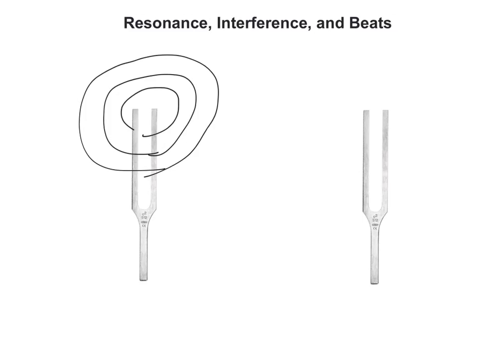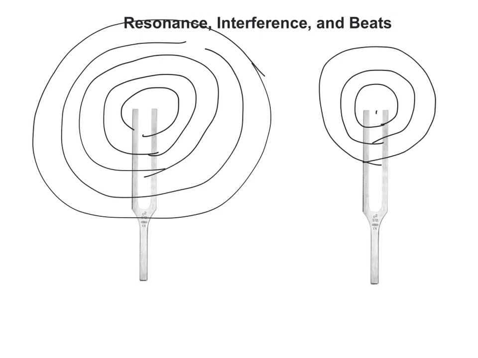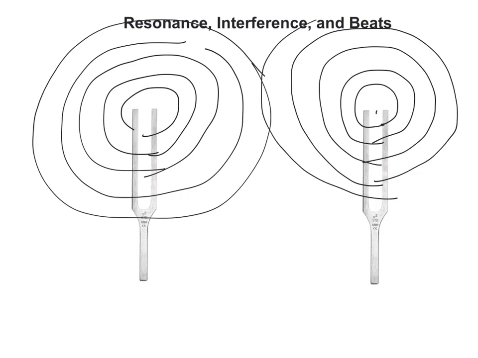So the demo we did in class was we would ring one tuning fork, and then its waves would naturally travel to the other tuning fork, and as they did, they would eventually force that other tuning fork to also vibrate at the exact same frequency, because both these tuning forks are 512 hertz in this case. I believe it was 440 hertz in class.